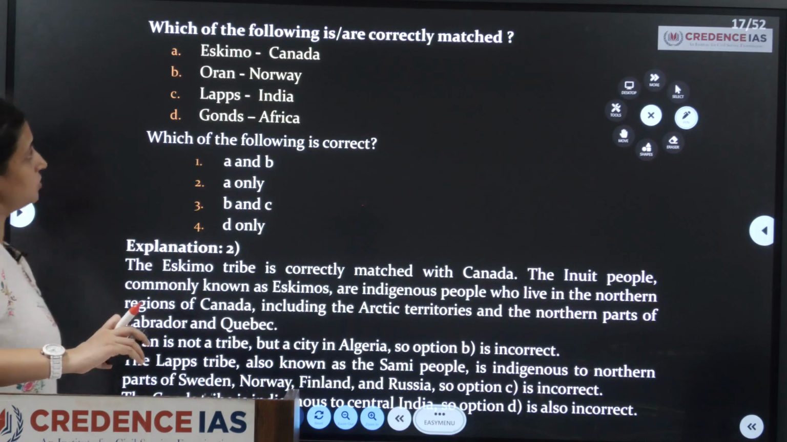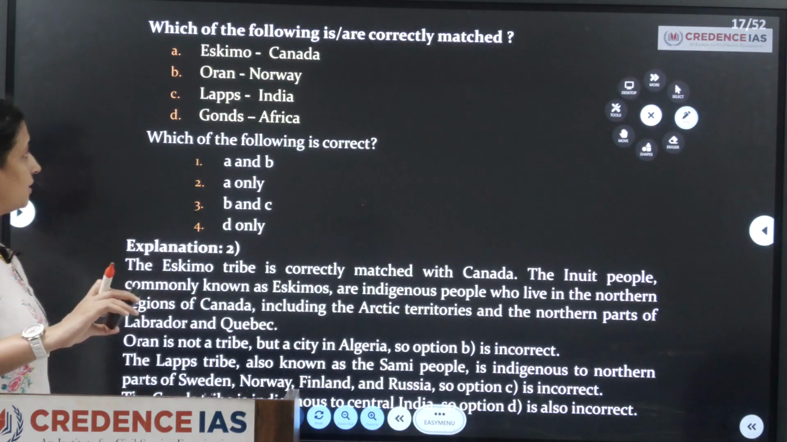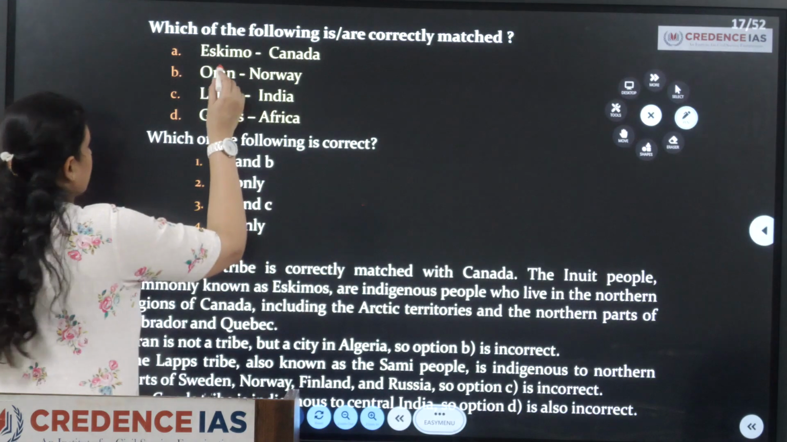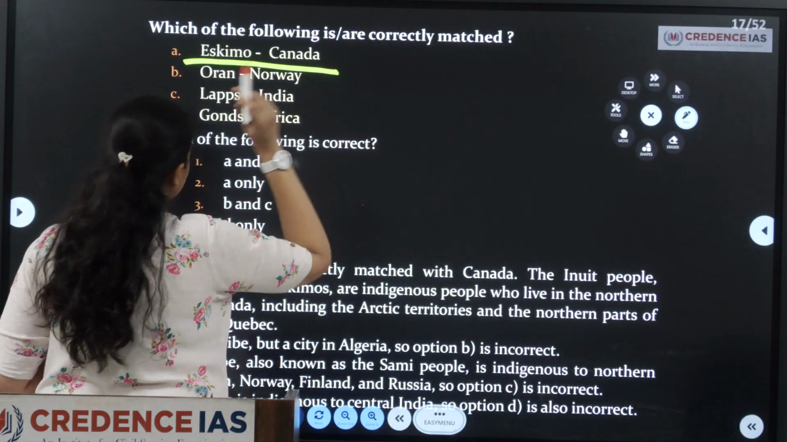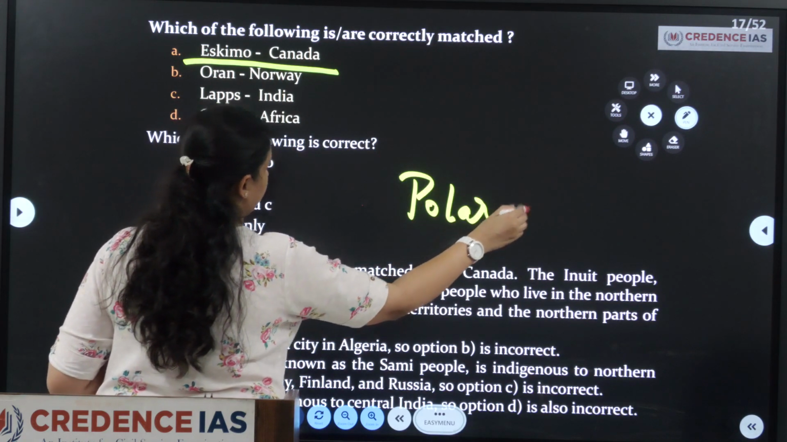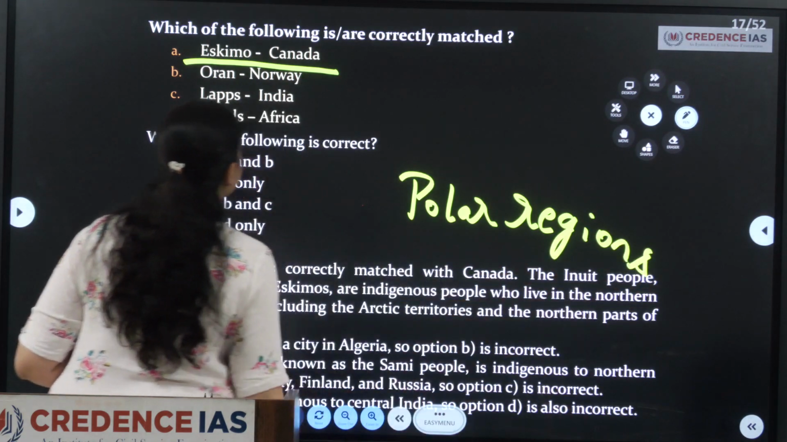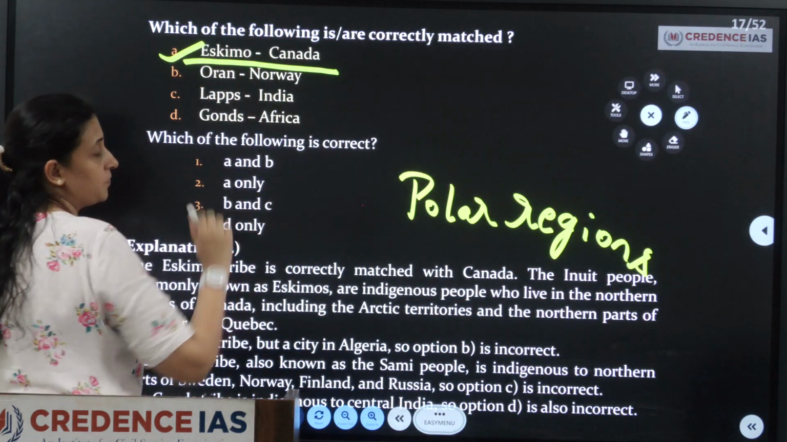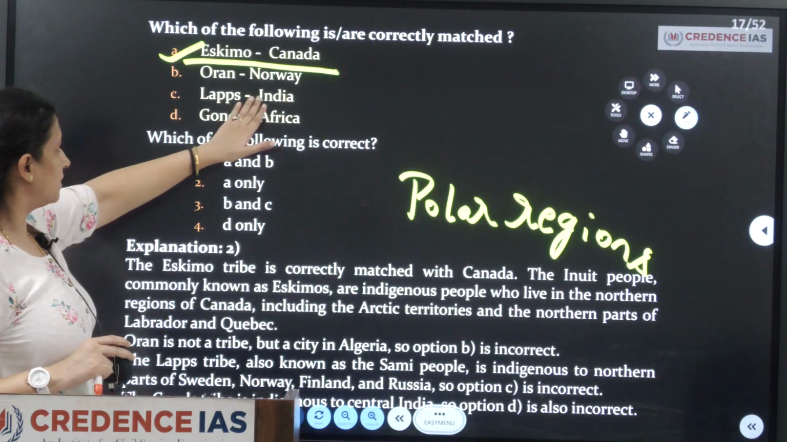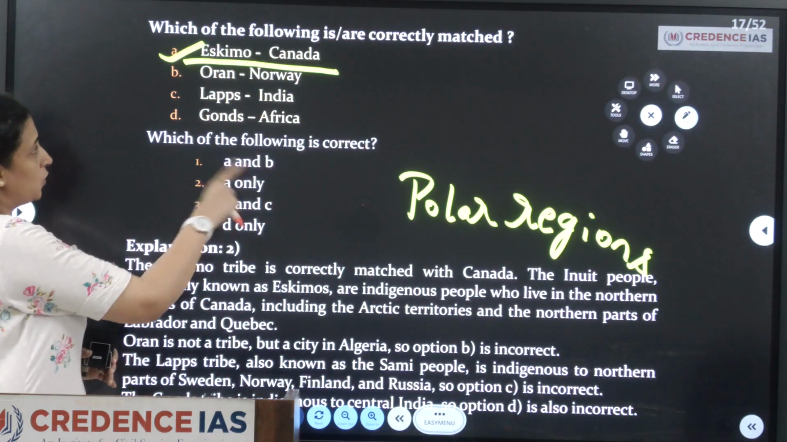Which of the following is or are correctly matched? Here they have given the tribe's name and the countries where they live. Eskimos: since our school days we have heard about Eskimos. They live in polar regions. Canada is an ice capped region, so Eskimos live in Canada, correct. Now Oran, Norway. Laps, India. Goans, Africa. Which of the following is correct?